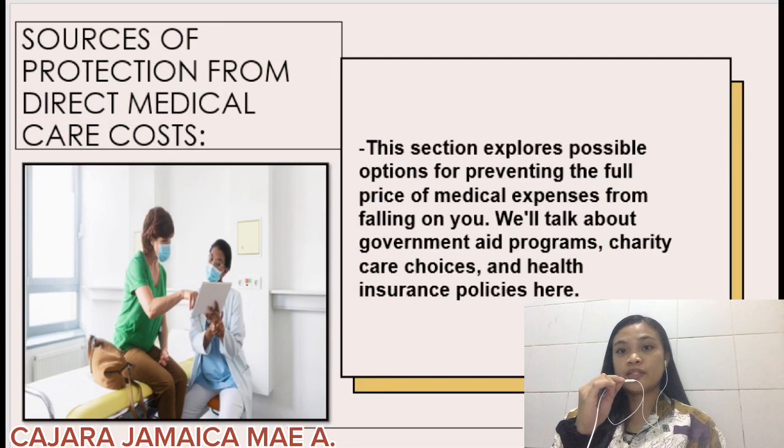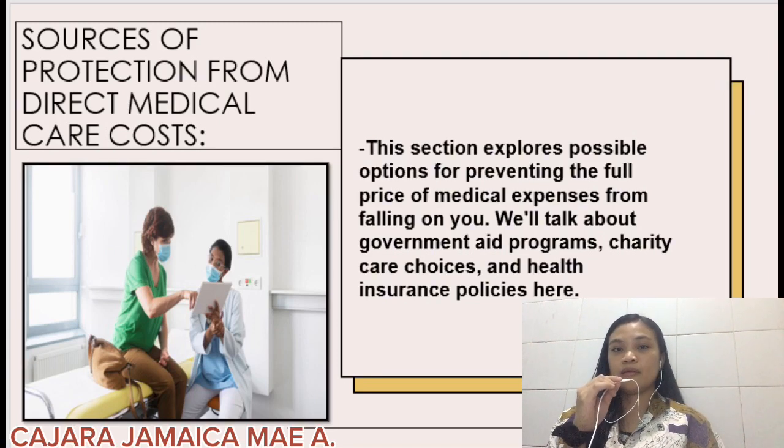Source of protection from direct medical care costs. The various ways you can avoid having to pay the full price for your medical bills are referred to as a source of protection against direct medical care costs. This could be a financial instrument or incentive that assists with part of the expenses. Why is it important? Number one is financial stability. Protection sources assist you in controlling medical expenses without compromising your financial security.